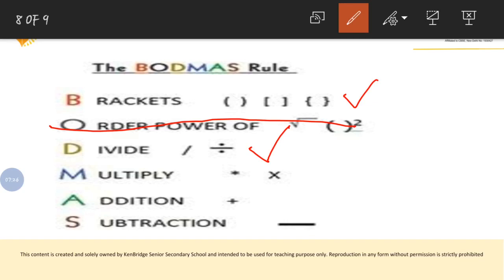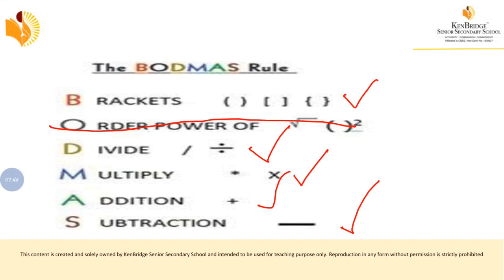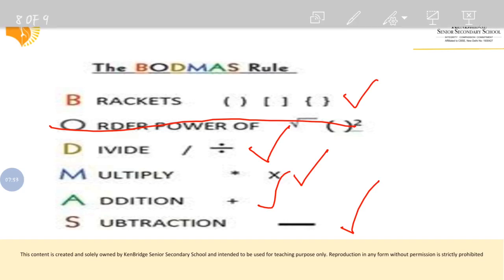After the brackets, just look at the given question. If there is any division, you have to perform it first, followed by multiplication, followed by addition, and at last subtraction. This is the order you have to follow while simplifying the expression. So let's apply this BODMAS rule in your exercise. Let's move on to the questions.